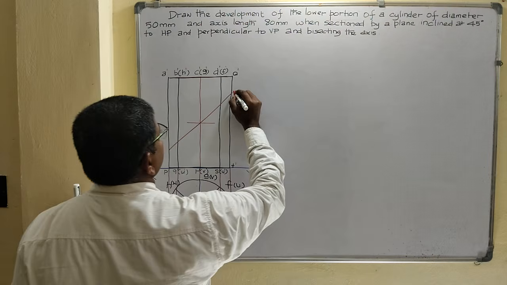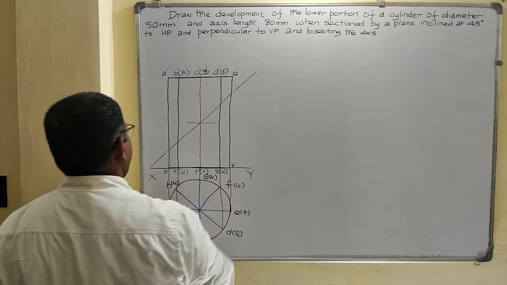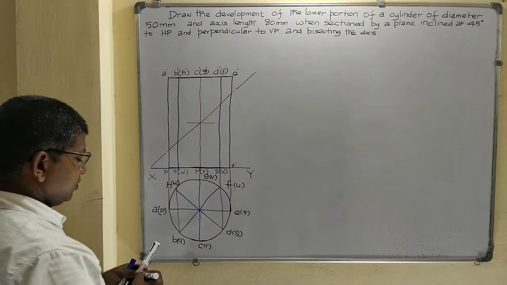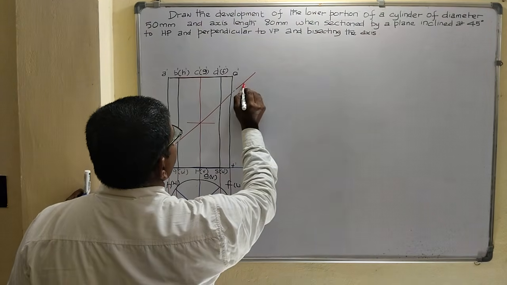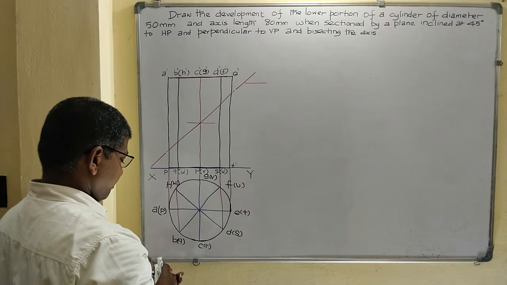Draw the section plane or cutting plane. The inclination of the cutting plane is equal to 45 degrees.